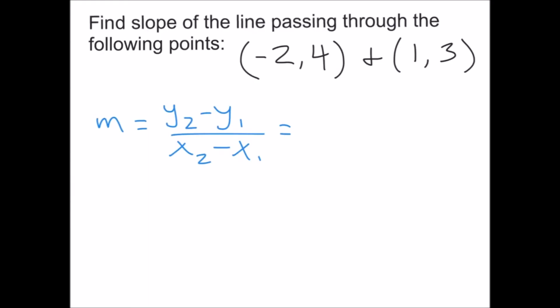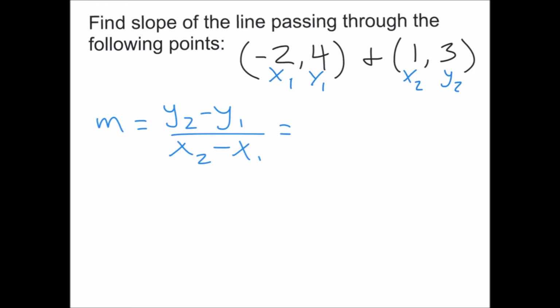Here's an example of using that formula. They want us to find the slope of the line that passes through these 2 points. We know our formula. The first thing I would do, just to make sure you don't confuse things, is label these points. I'm going to call this x1, y1, and call this x2, y2, just because there's a lot of pieces in the formula, it's easy to mix up where one goes.